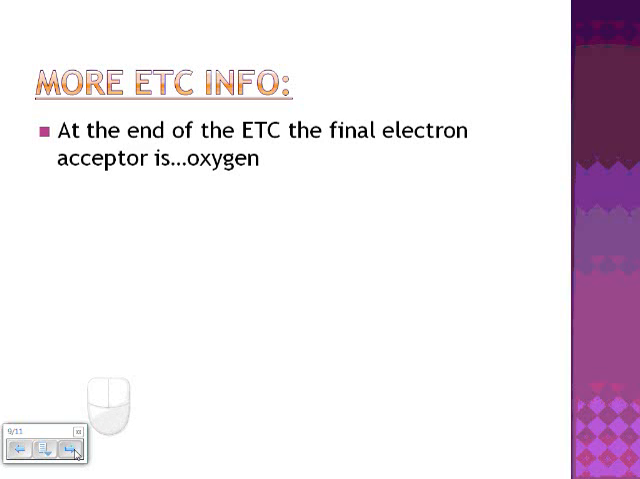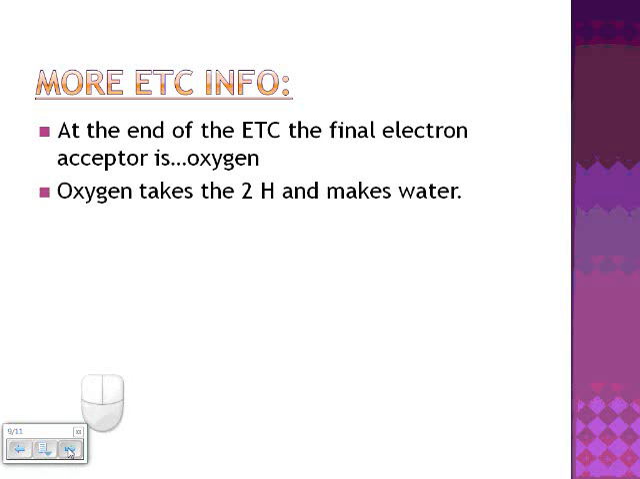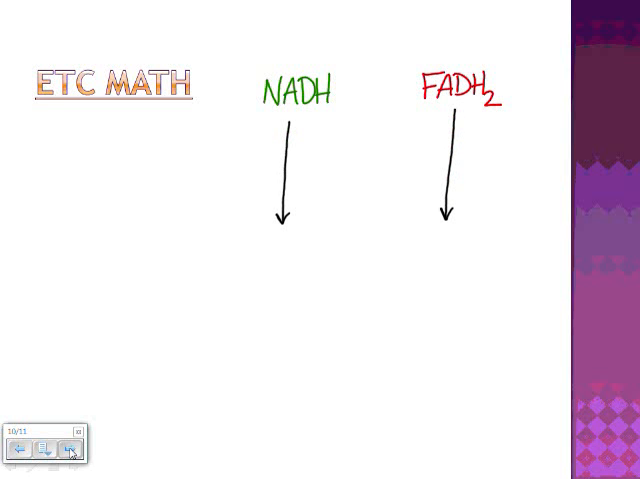So, at the end of the electron transport chain, oxygen is going to come into play. So here's where our oxygen really gets used. Right? The oxygen is going to take the hydrogens to make water. So basically, an easy way to think about our electron transport chain is that NADH versus FADH2 are ultimately each going to be converted into ATP. 3 versus 2.